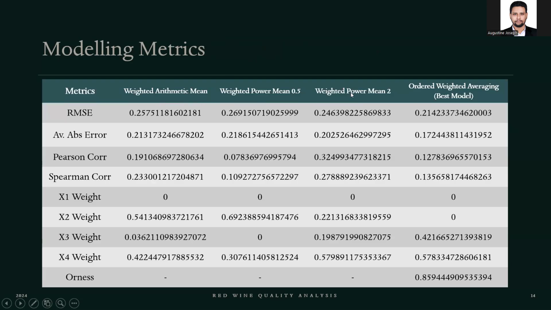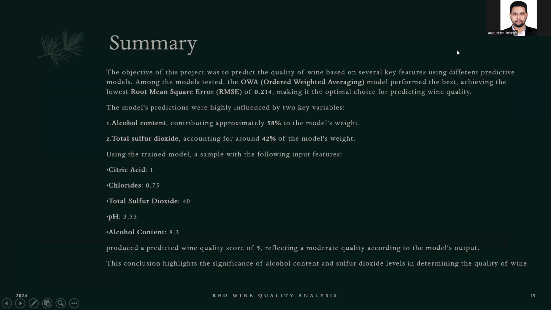We used 4 models: the weighted arithmetic mean, the weighted power mean, with p value 2, and the ordered weighted average. Based on the metrics, we found the ordered weighted average is the best model because it has the lowest RMSE. From that, we can see that the variables x3 and x4, which are the total sulfur dioxide and the alcohol content, are the most important variables, and you can see the weightage given to these in the OWA model.